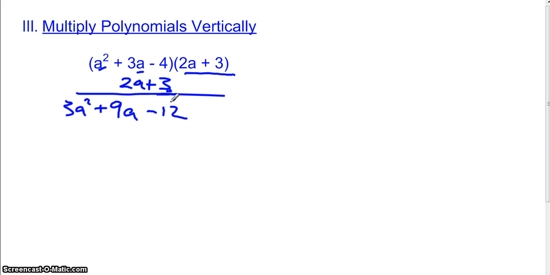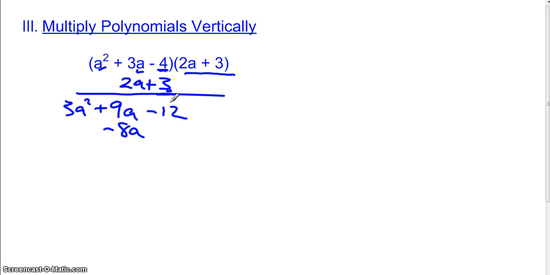Because there was another term there, so I need to show the sign. Now we move to the 2a. I'm going to start with negative 4 times 2a. What is that? Negative 4 times 2a? Negative 8a. And I'm going to put it underneath its like term.